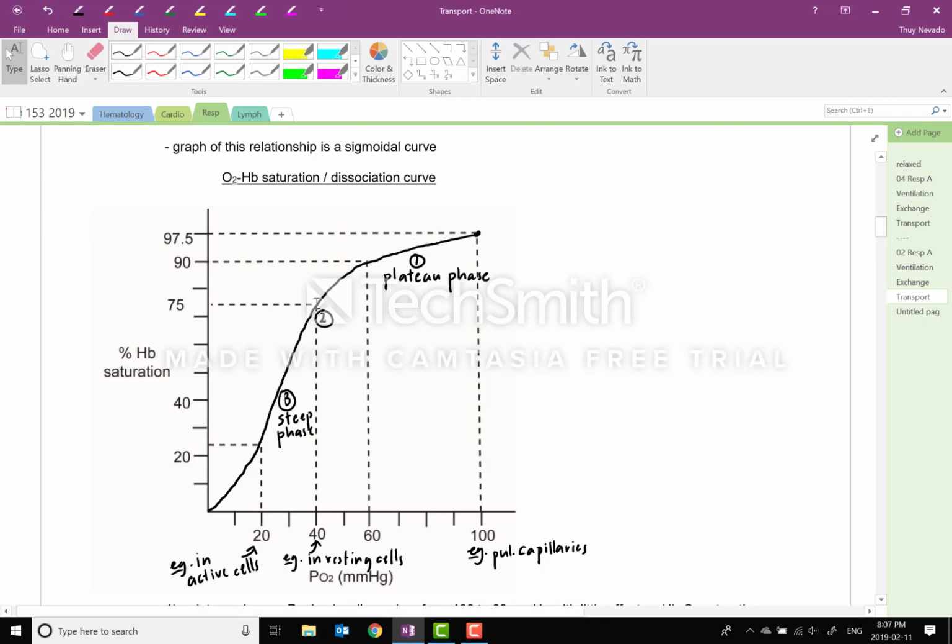On the other hand, if we look at the other end of it, here it's very steep. So here, a small drop in PO2, like if your resting cells suddenly are a little bit more active and they use up a bit more oxygen, then hemoglobin will drop off a lot of oxygen to them. So it's really very handy.